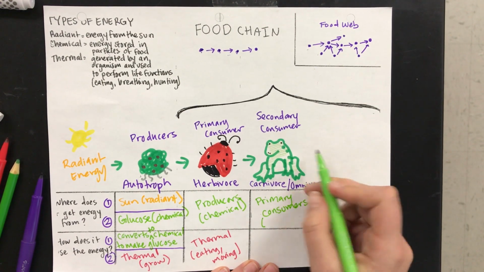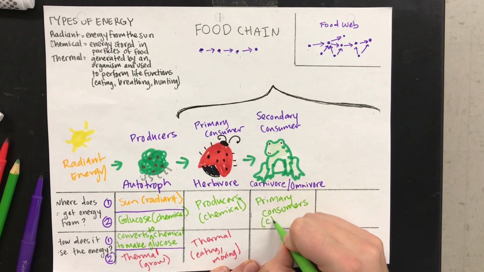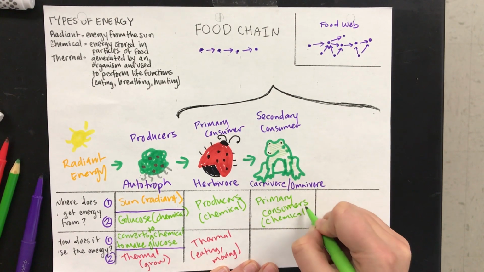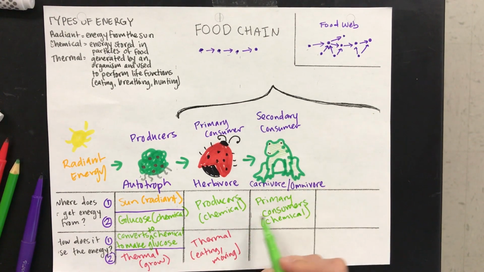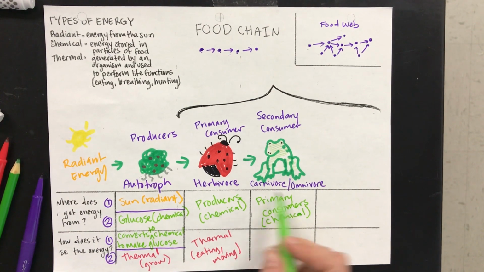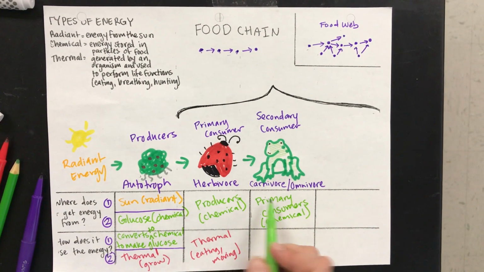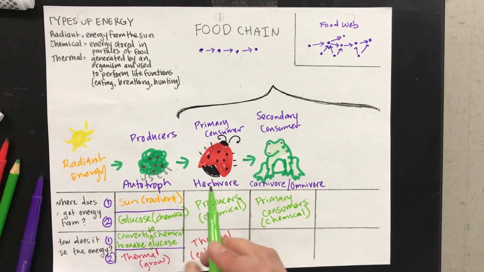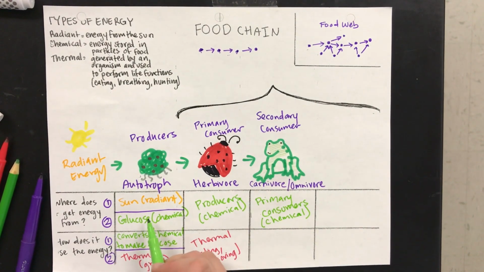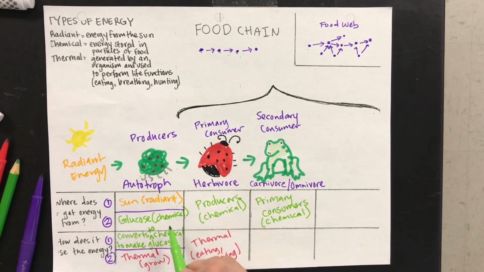And the primary consumers are also going to have chemical energy. So just to recap, we've got our primary consumers, and we're getting chemical energy from them going to the secondary consumers. The primary consumers got their chemical energy from the producer. So that's that food chain again. It's showing how the chemical energy is going from the producers to the primary consumers to the secondary consumers.